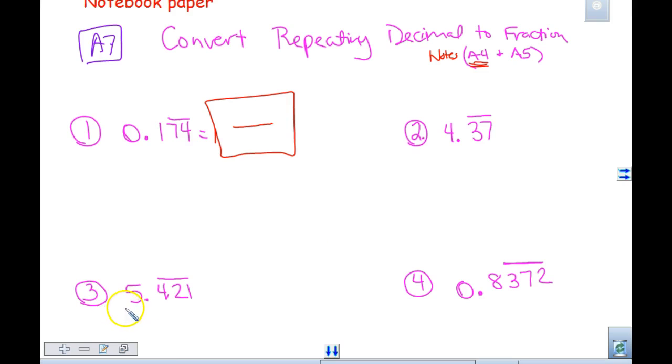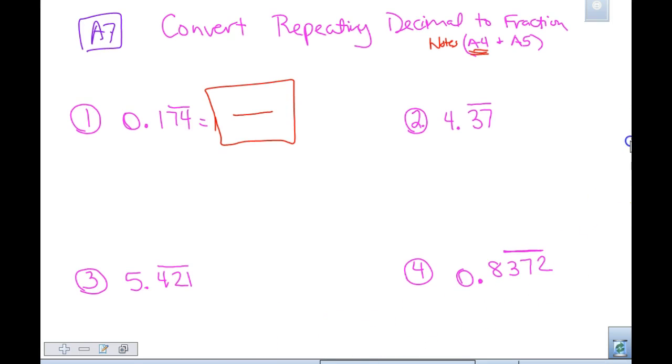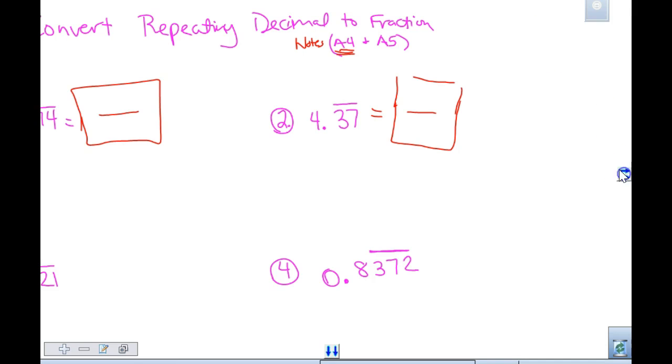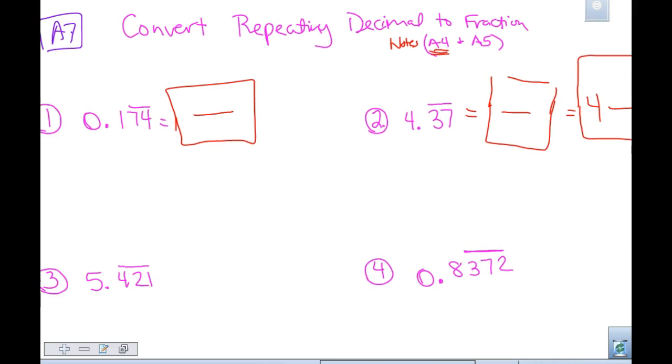So number three, 5.421. These are uglier ones than what you had before. And number four, 0.8372. Now, when I look at number two, I can have it as an improper fraction, right? But number two, I also know is going to be equal to four and something, right? Why do I know it's four and something? Because this whole number out in front is four, right? So when I'm on the quiz and I'm doing the work, could I almost maybe do the work with just the 0.37 and leave this? I could, but my hint is I would do the whole thing.